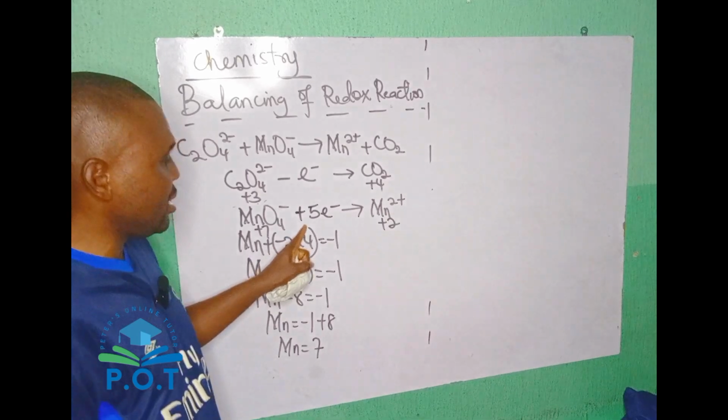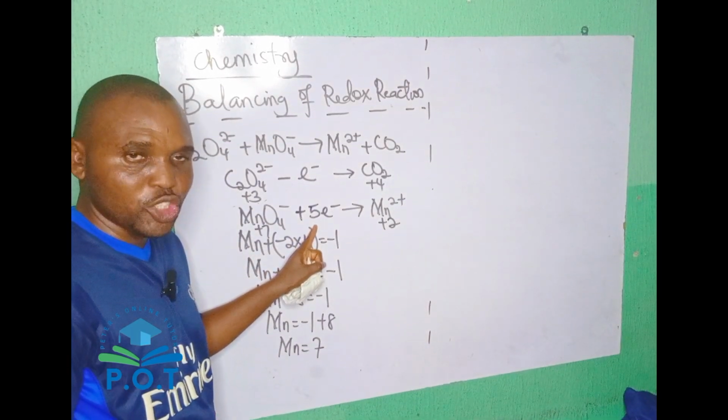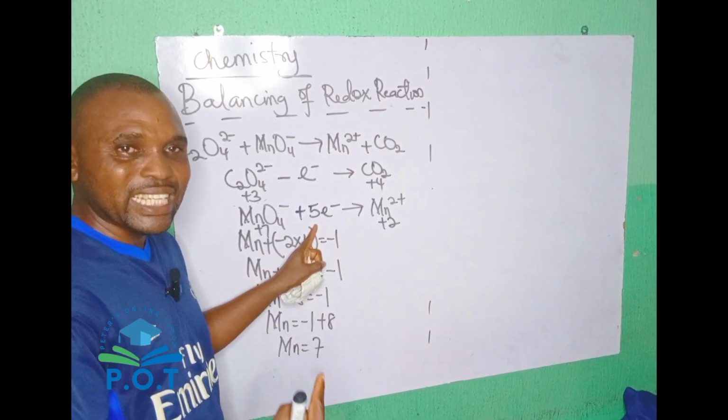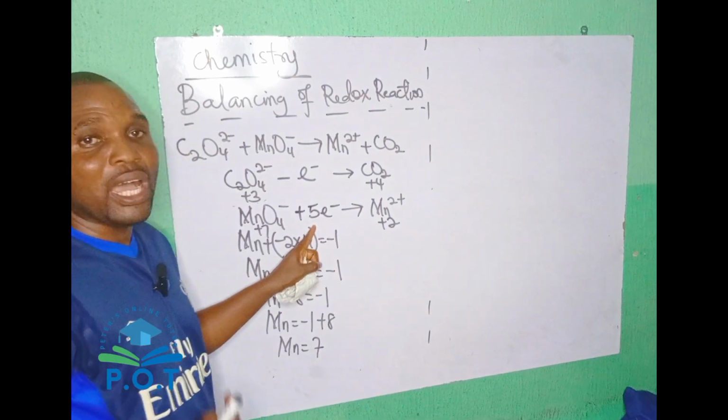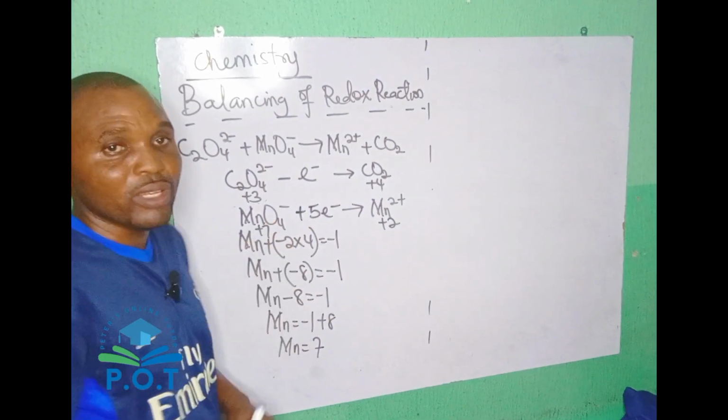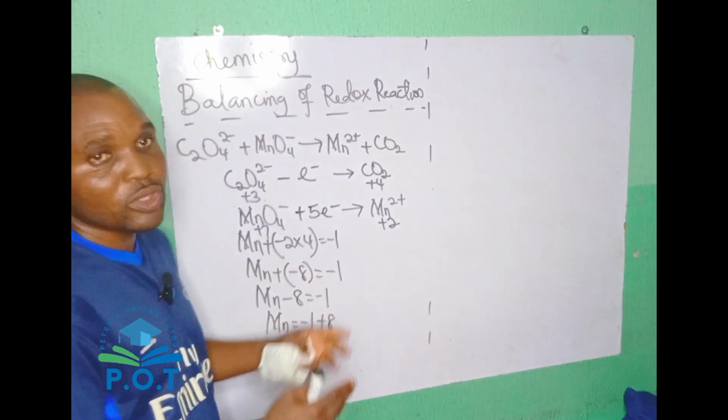Now, from what you're looking at here, this is plus 5. So it shows that there is a gain in electron, or an increase in the number of electrons here. So it is a reduction reaction.